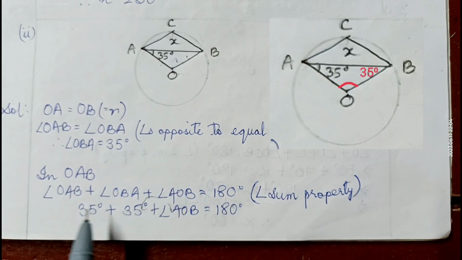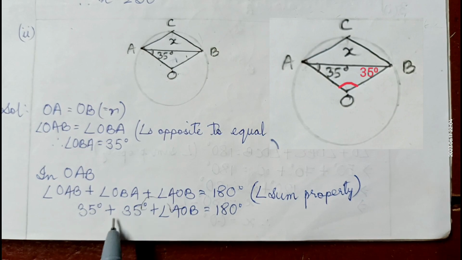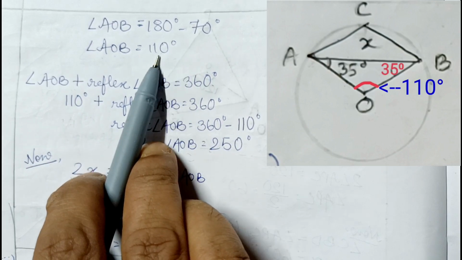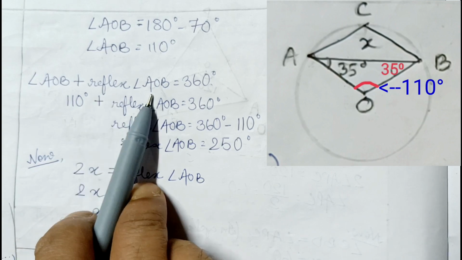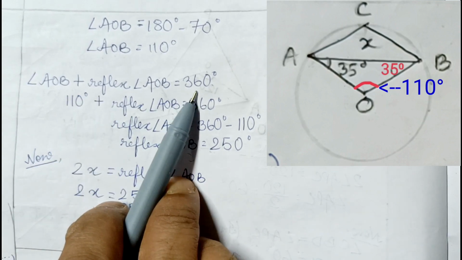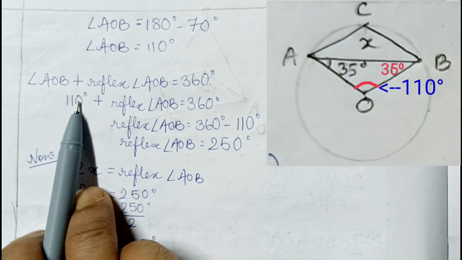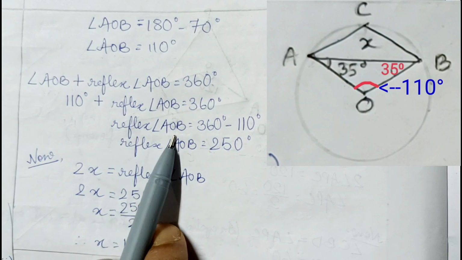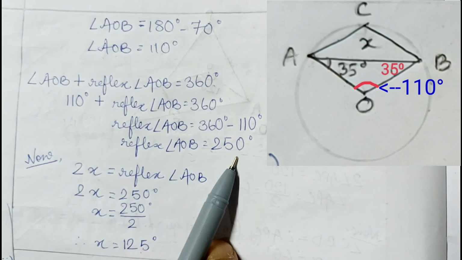angle sum property. These two are 35. We have to calculate AOB, and the sum of these three will be 180. Therefore, angle AOB equals 180 minus 70, which will give 110 degrees. Now, angle AOB plus reflex AOB, the sum of these two will be 360. Already we got AOB equal to 110. So 110 plus reflex AOB is 360. That means reflex AOB will be 360 minus 110, which will give 250 degrees.